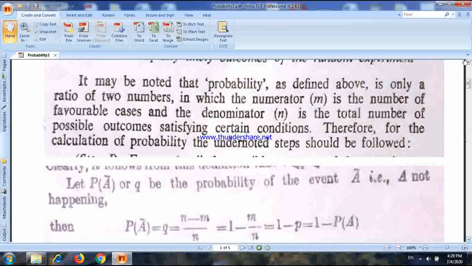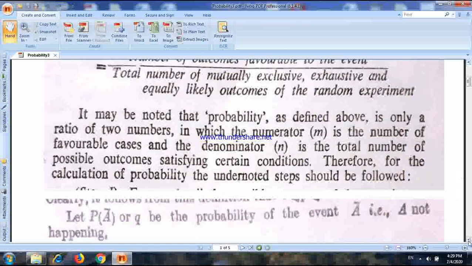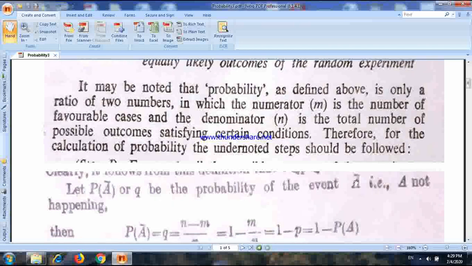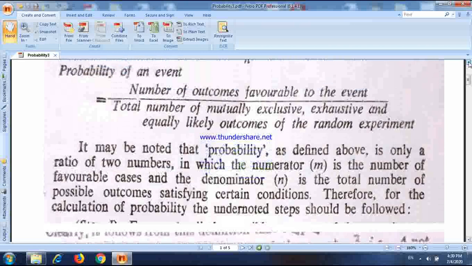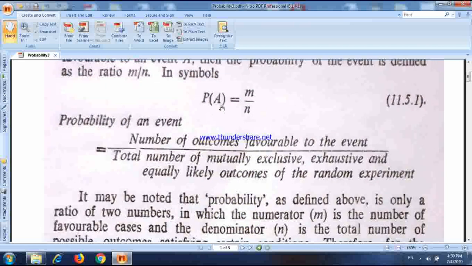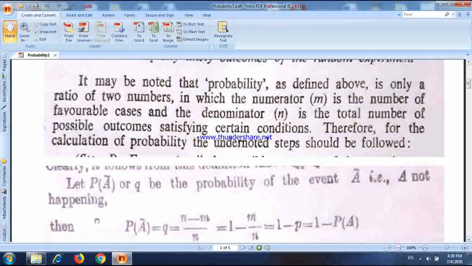Now, if A denotes the occurrence of an event, then symbolically A bar denotes the non-occurrence of the event A. That means if P(A) denotes the probability of occurrence of the event A, then P(A bar) denotes the probability of non-occurrence of the event A.